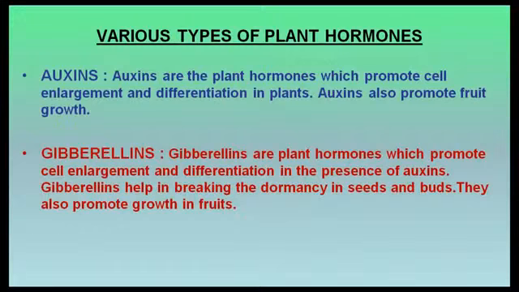Gibberellins are plant hormones which promote cell enlargement and differentiation in the presence of auxins. Gibberellins help in breaking the dormancy in seeds and buds. They also promote growth in fruits.